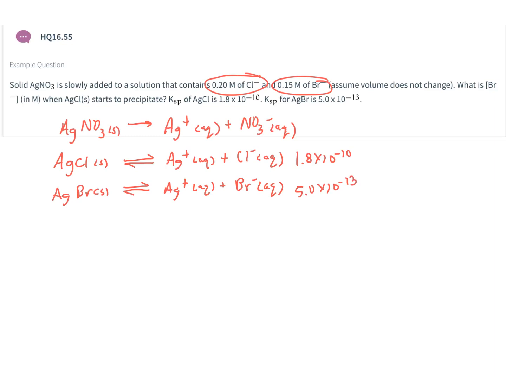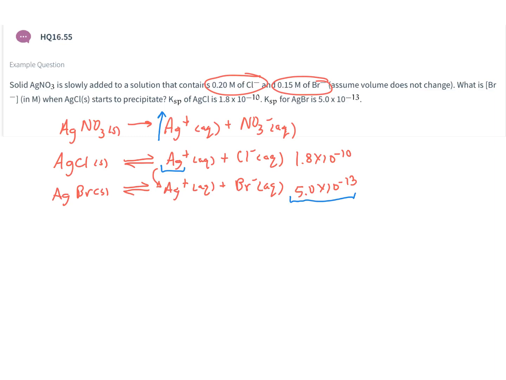So we have the common ion effect taking place. I'm adding silver nitrate, slowly increasing the concentration of silver until something precipitates, and then I'm asked how much bromide is left when the silver chloride starts to precipitate. The silver bromide has the smallest KSP, which means it will precipitate first, followed by the silver chloride. So what we need to do is calculate the concentration of silver needed to precipitate silver chloride. Once we've found that concentration, then we can find, when silver reaches that concentration, how much bromide I have in solution.